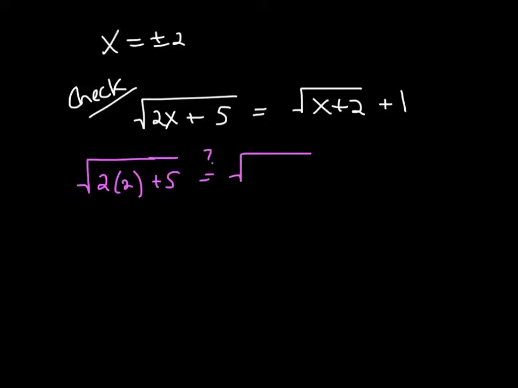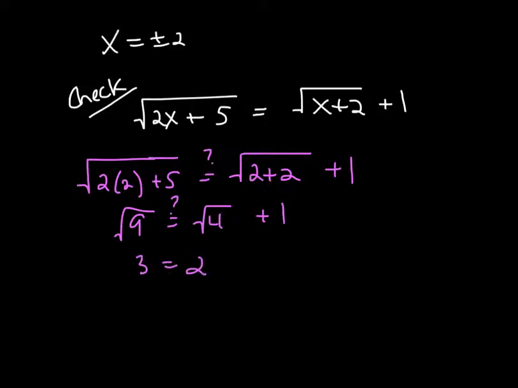Remember, I put that question mark over because I don't know if it's going to work or not. That's what we're checking. So left side, 2 times 2 plus 5 is 9. Square root of 4 plus 1. So 3 equals 2 plus 1. So yes, that works.